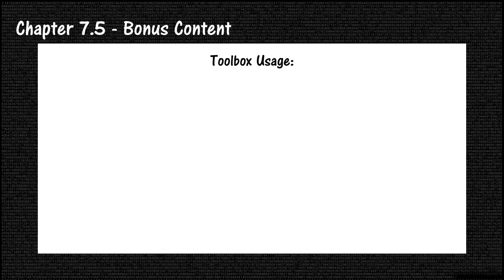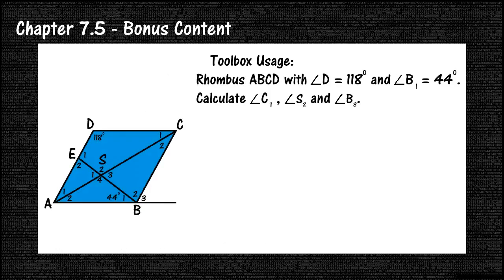For our last exercise, let's take a look at rhombus ABCD. Angle D is 118 degrees and B1 is 44 degrees. Go calculate angles C1, S2 and B3. Good luck!